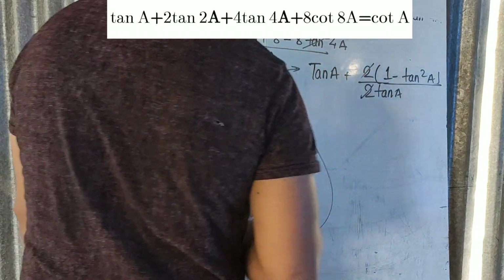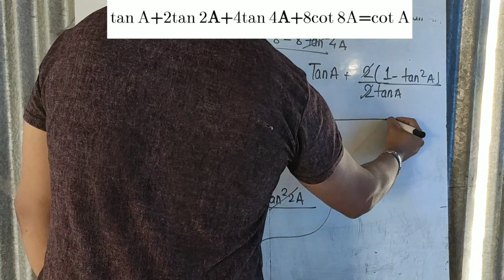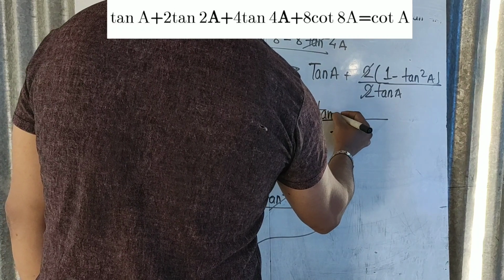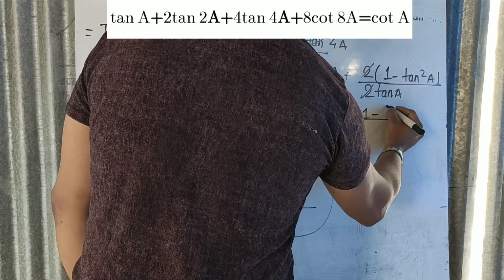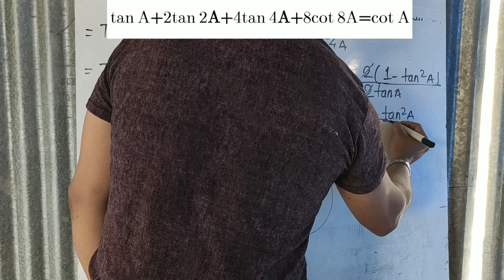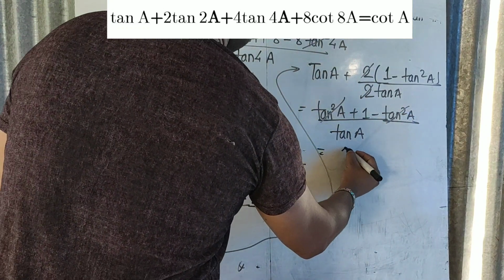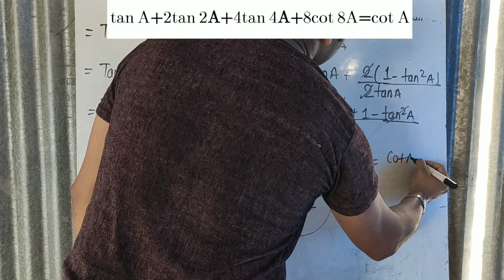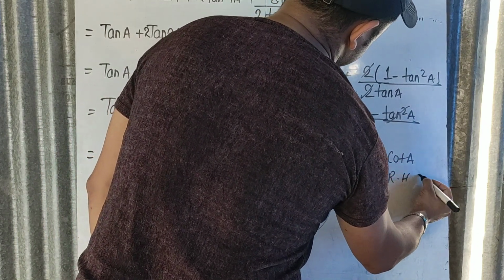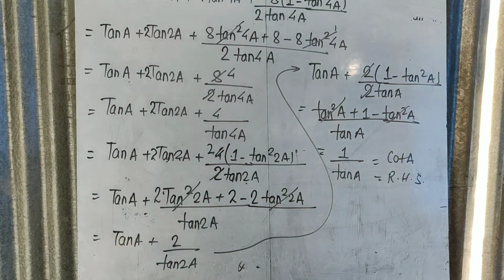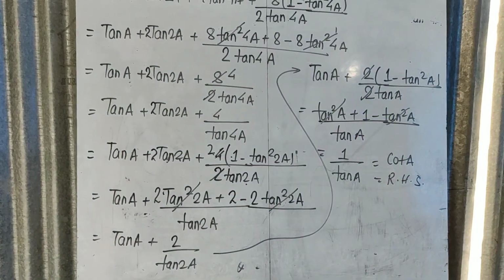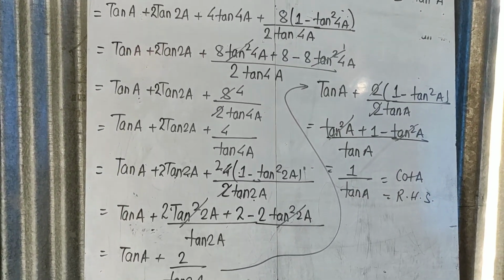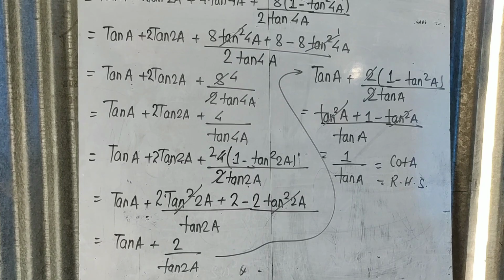Now you can cancel 2 and 2. Now you can take the LCM of the remaining terms. You have tan A. Tan A into tan A gives you tan square A plus 1 minus tan square A. Now minus tan square and plus tan square cancel. You have 1 by tan A and 1 by tan A is cot A, which is our right hand side. Though it looks quite difficult, if you practice 2-3 times, then it will not be that complicated for you all.